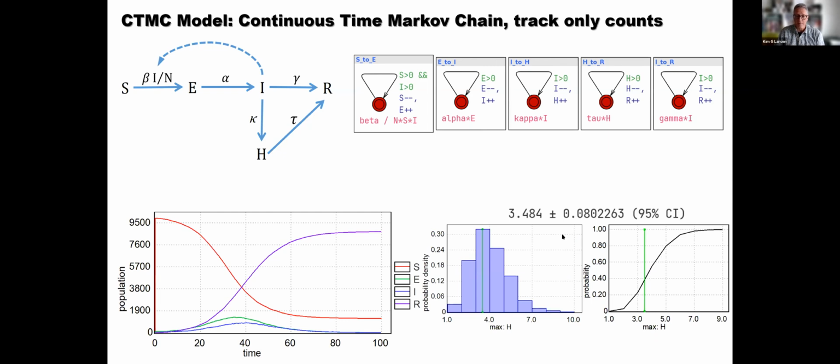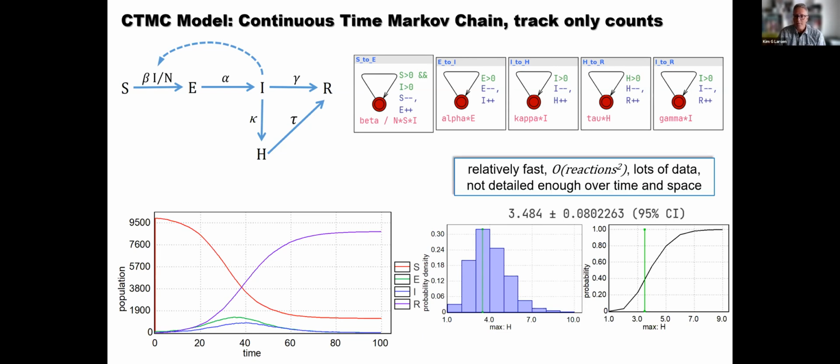You can also do some more fancy statistics in terms of the expected probability density over these different counts in the hospitalizations. So if I were to make a statement, I could say there are 3.48 people on average being hospitalized, with this 95% confidence interval. So this is a relatively fast way of doing analysis.